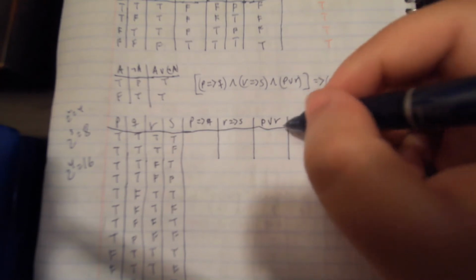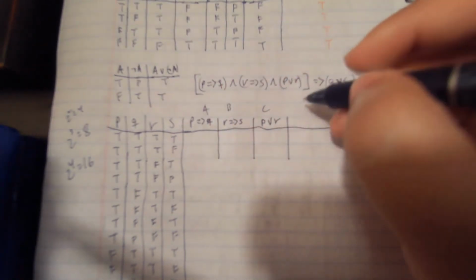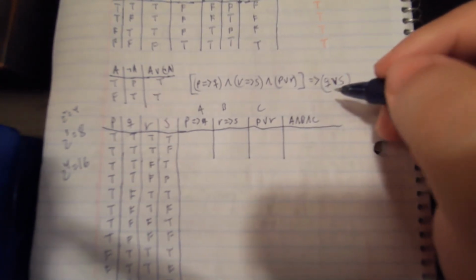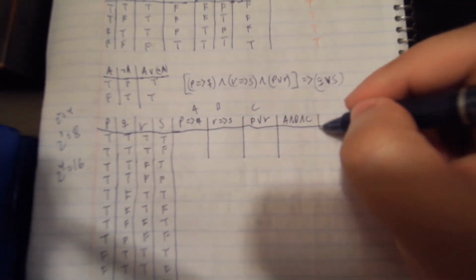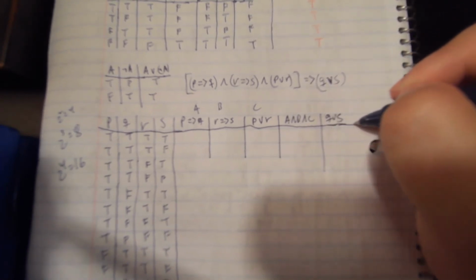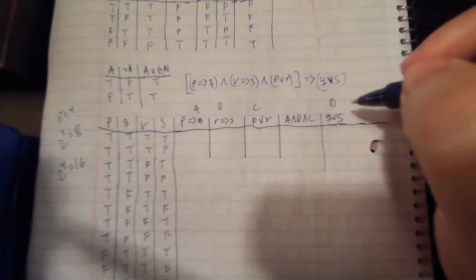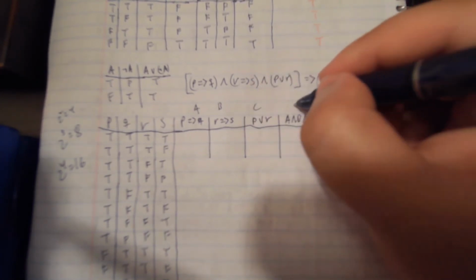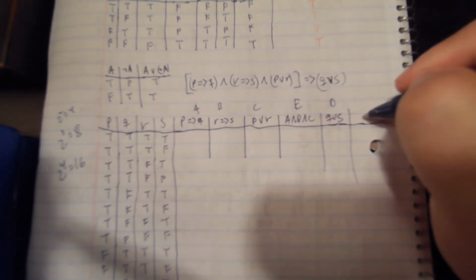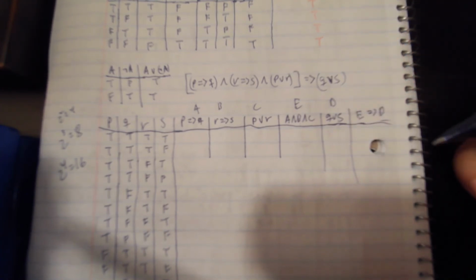And then let's just say that this is A, B, and C. Then I'm going to do an A and B and C. Then I'm going to need a Q or S, and let's call this D. That's A, B, C, D, E, right? And then the last one is basically E implies D, right? Well, I don't even have space.